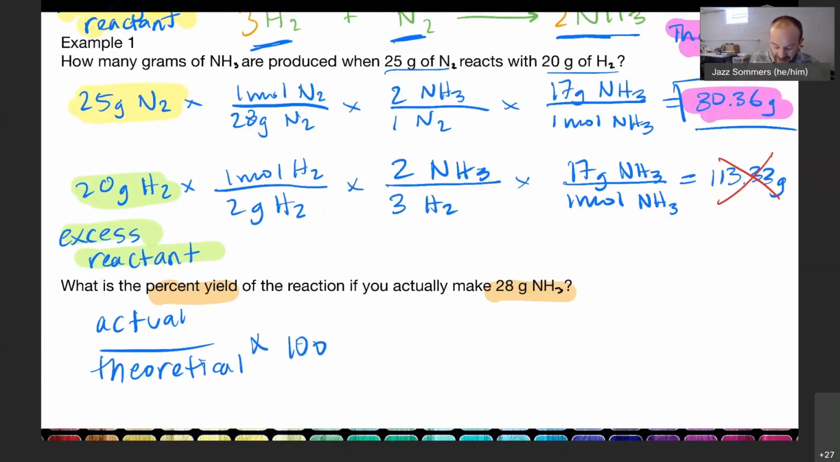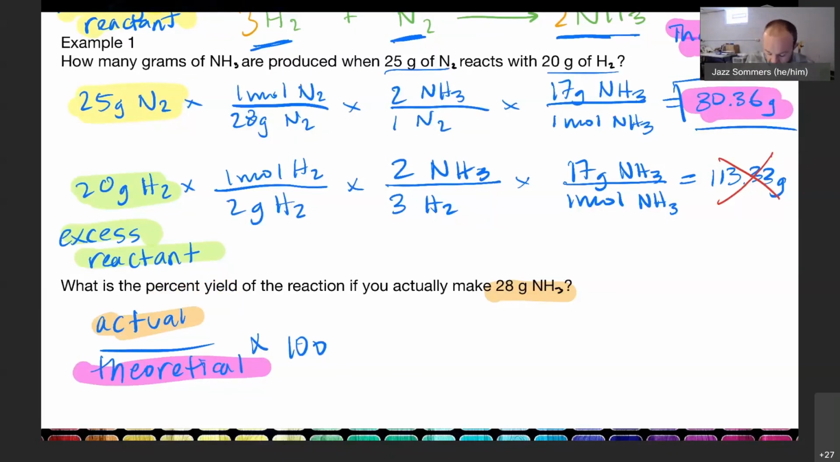The actual has to be given to you in the problem. I'm going to highlight it there. The theoretical is what you found in the previous problem. I'm going to highlight it like that. That's how you know where the numbers come from. So the actual is given to you. Or if we were not in a pandemic and we were in lab, you could actually do the lab yourself and find your actual yield. But it's a pandemic, so we're not. We're in our learning dungeons.